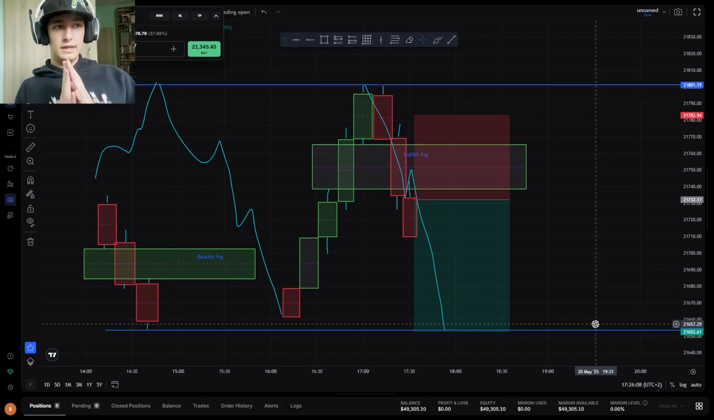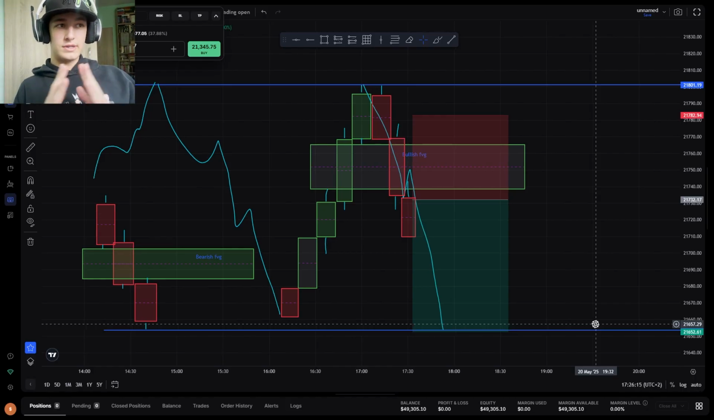It got invalidated. What does that mean? An invalidated fair value gap means the opposite is going to happen. So we have a bullish fair value gap right here on the charts, and if you want this to go higher but it does not go higher, it's because it got invalidated. That means this candle right here closed below the fair value gap. So the body of this candle closed below the fair value gap.